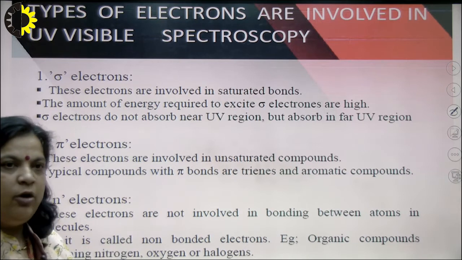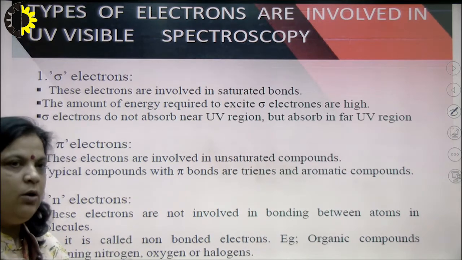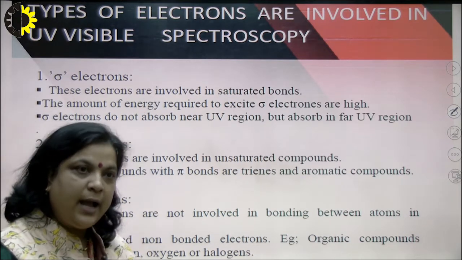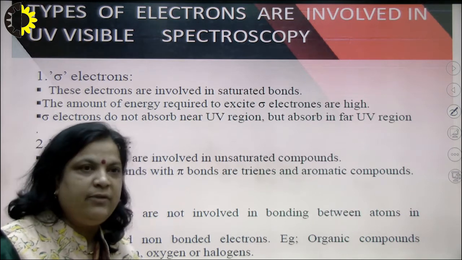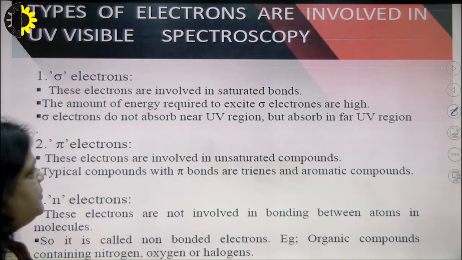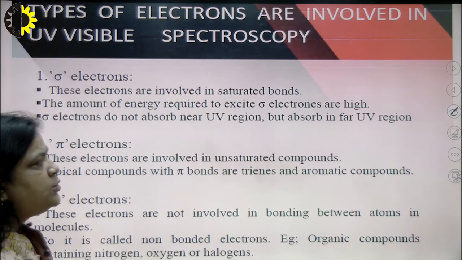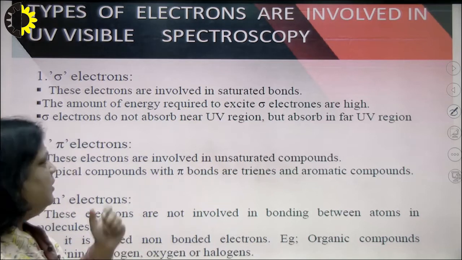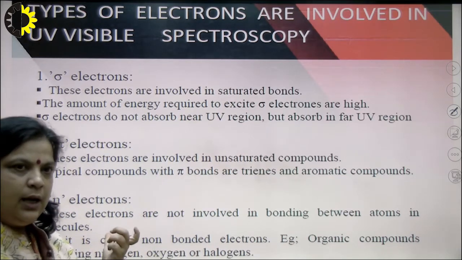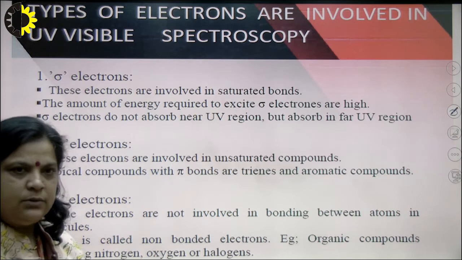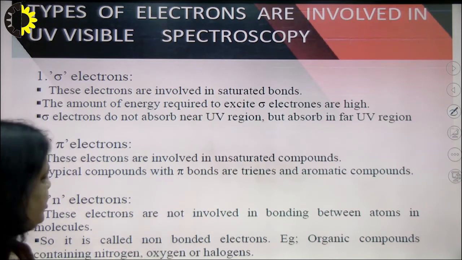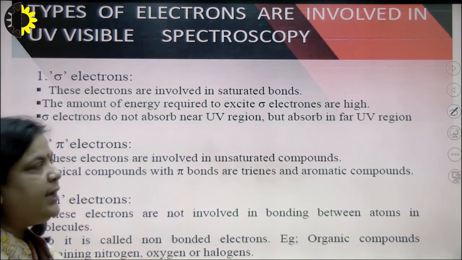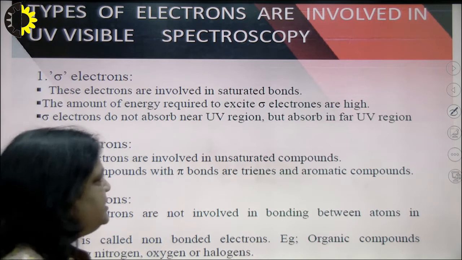These electrons are involved in saturated compounds, that is no double bond, no triple bond, and the amount of energy required to excite the sigma electrons is high, because it is in the lowest level. Sigma electrons do not absorb in the near UV region, but absorb in the far UV region, and this point I will discuss in transition. Pi electrons mean unsaturated, and it may be trienes or aromatic compounds. N is not involved in bonding between atoms in molecules, so it is called non-bonding electron. For example, organic compounds having nitrogen, oxygen or halogens.